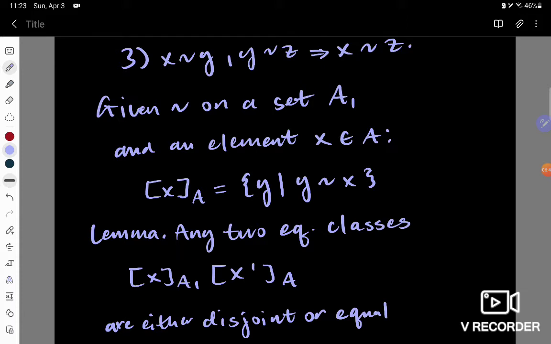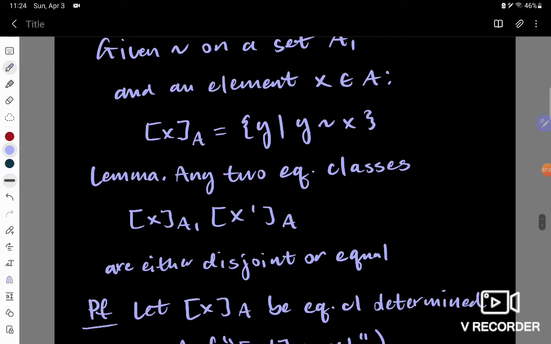Disjoint being their intersection is null or empty. They don't share anything. Either they don't share anything at all, or they share everything. That is, they agree on every element, and that is, they're the same set. So it's sort of two extremes, the way that these equivalence classes interact, either totally disjoint or equal. And we want to show this because it leads to another important construction, which we'll see in a moment, called a partition.